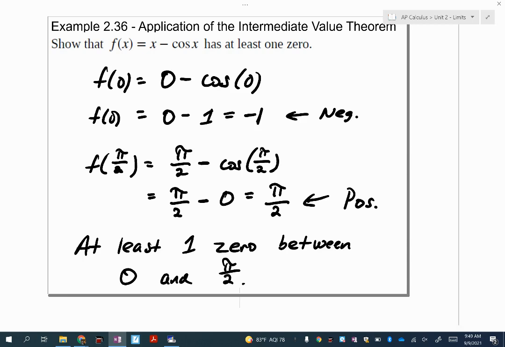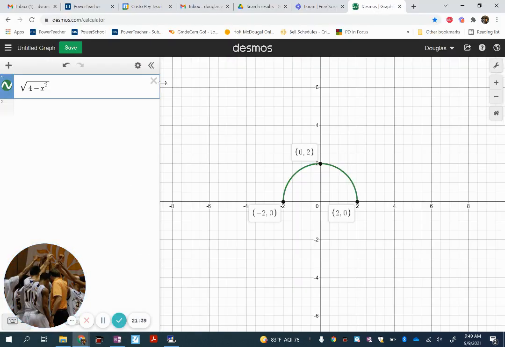Now we'll go to Desmos, and we can go ahead and graph this. I can show you where that 0 is for x minus cosine of x.